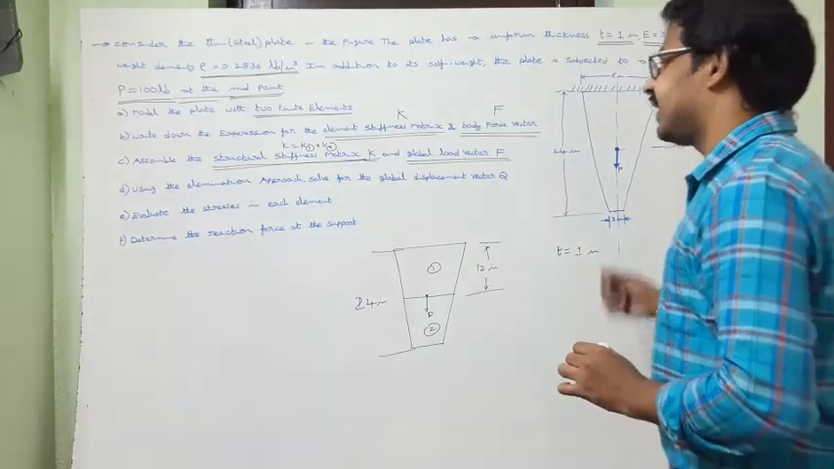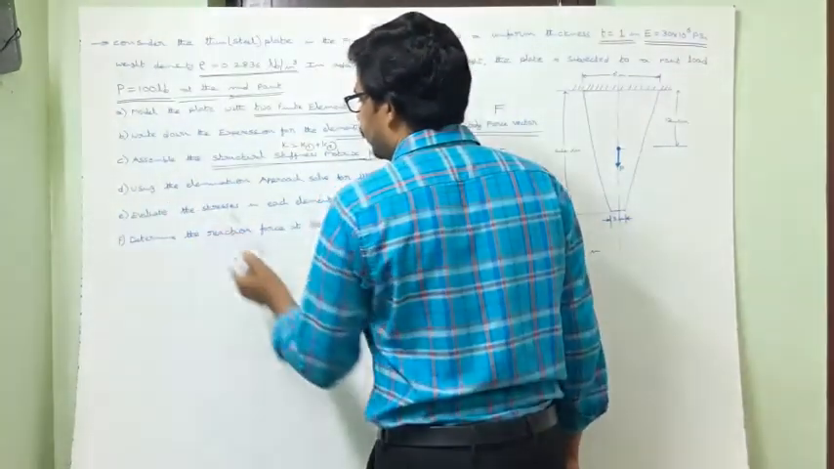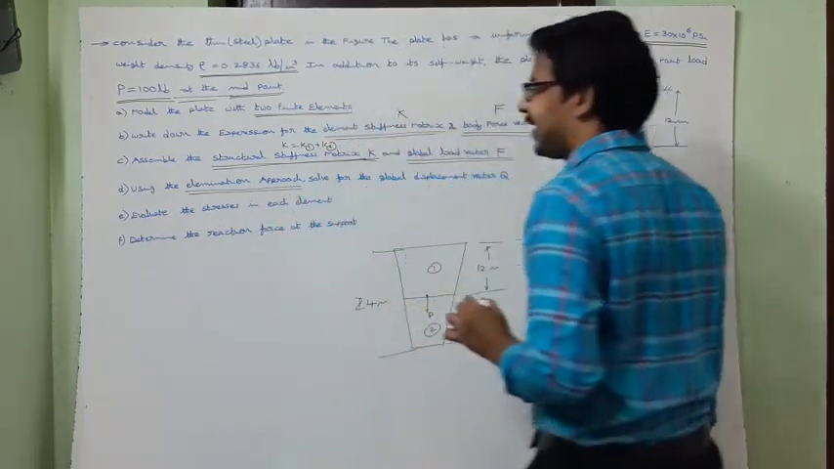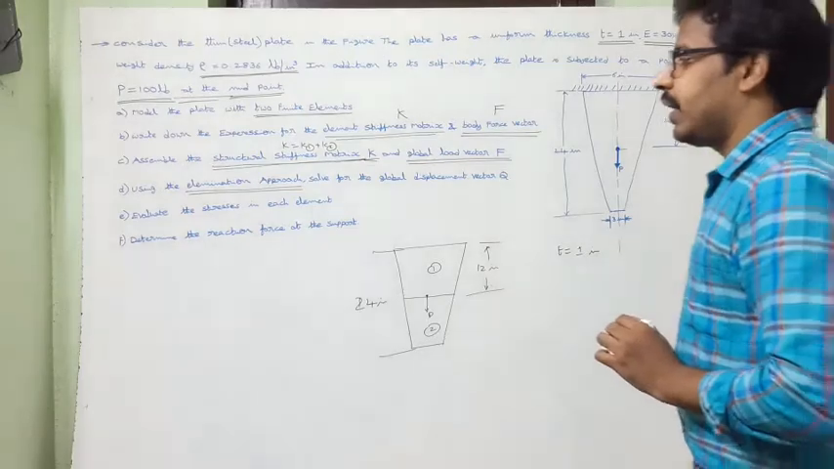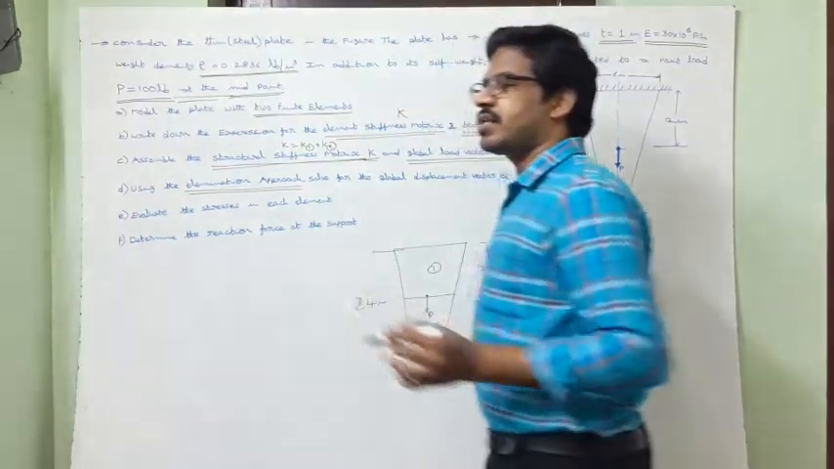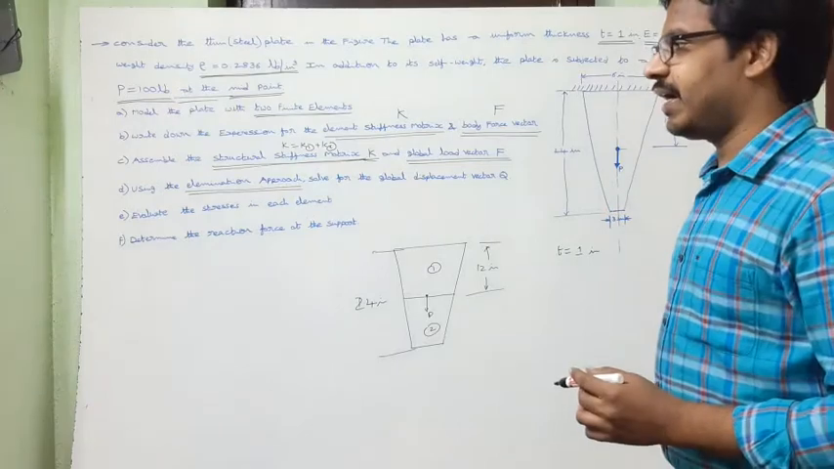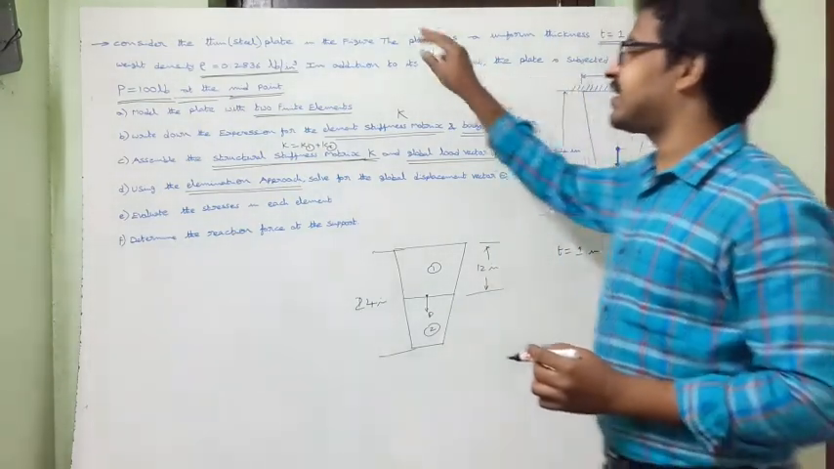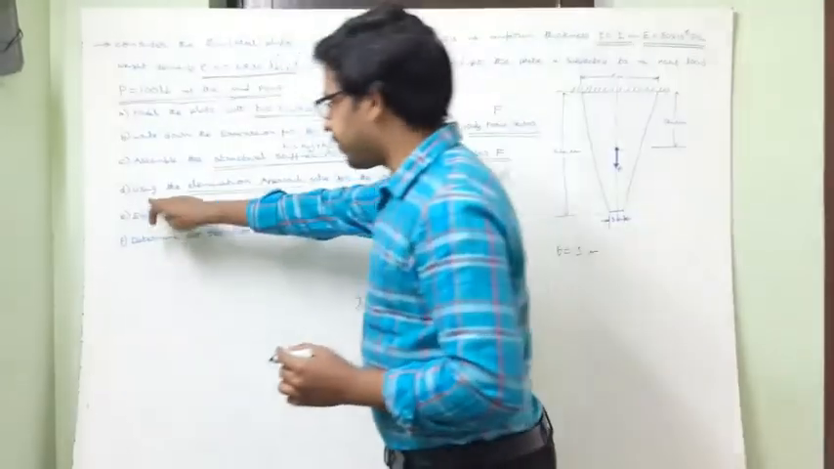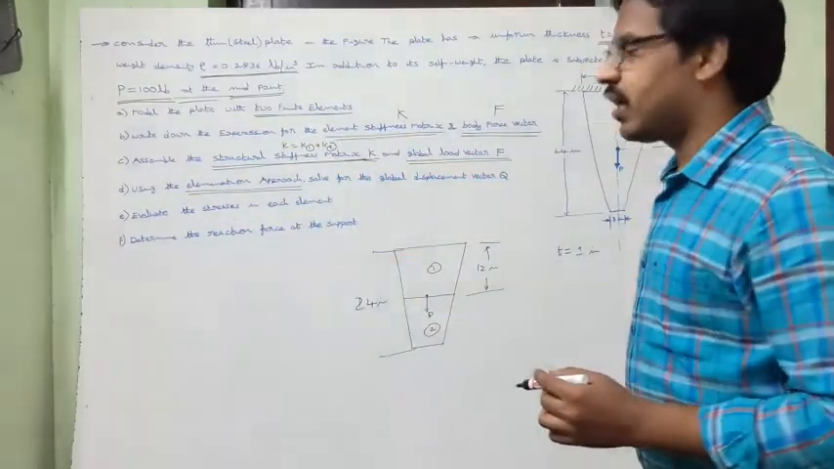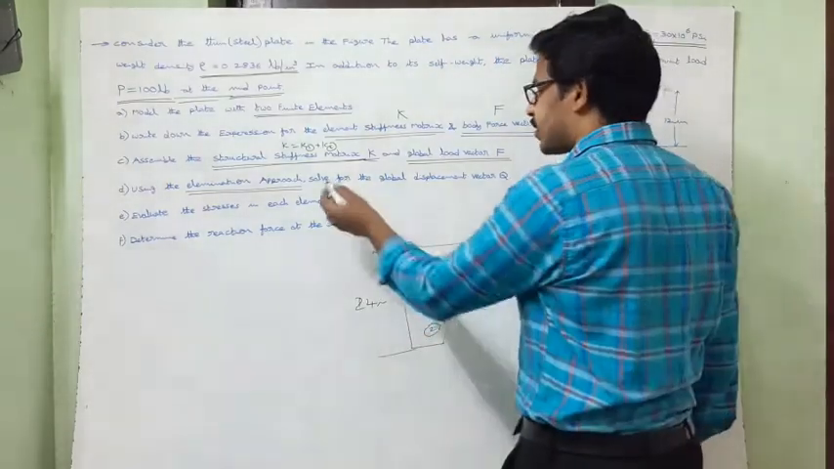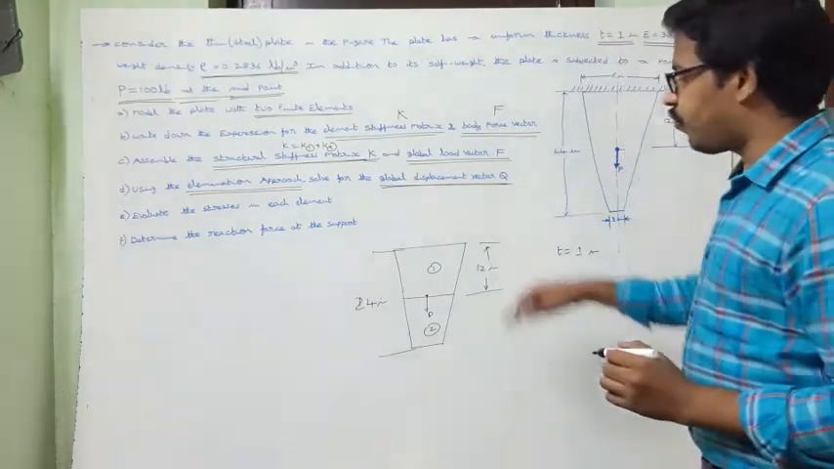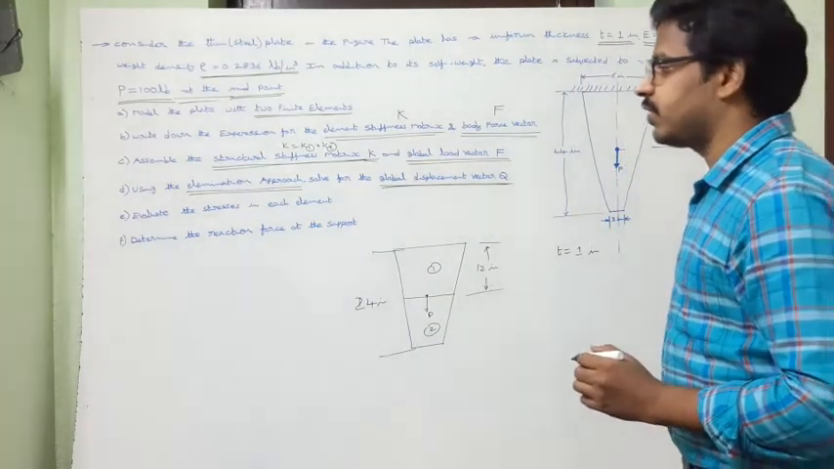Fourth, using the elimination approach. Here in this problem we clearly mentioned using the elimination approach. In the previous classes and problems, we have seen the Galerkin elimination method and penalty approach method. So in the steel plate, question number 4, use the elimination approach, that means Gauss elimination approach, and solve for the global displacement vector Q, that means Q1, Q2, Q3 and so on.